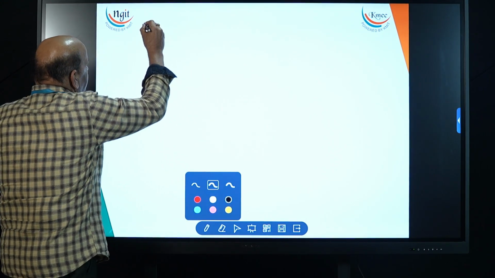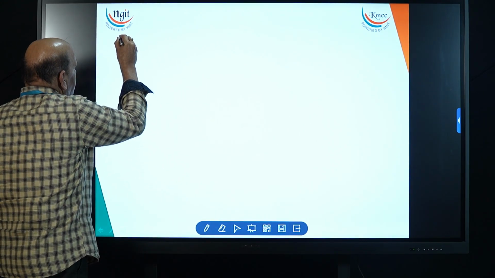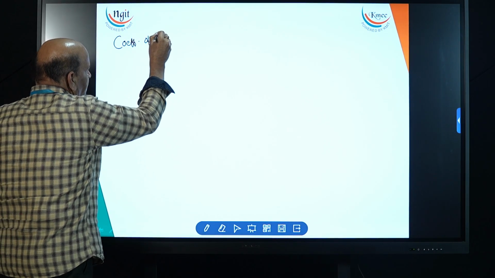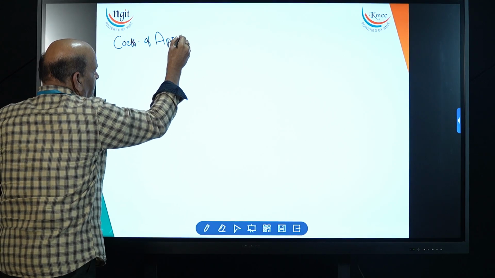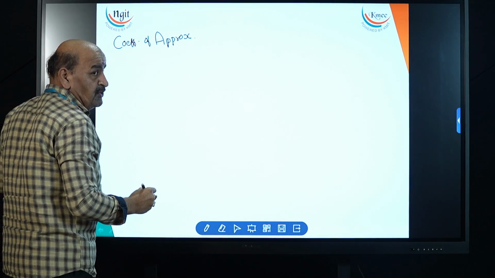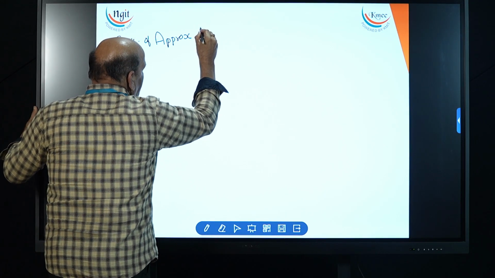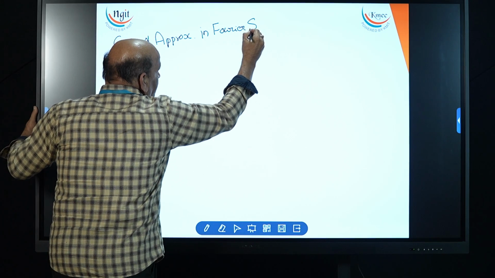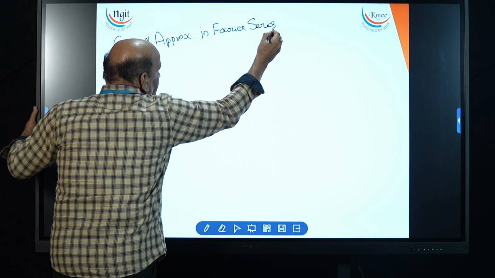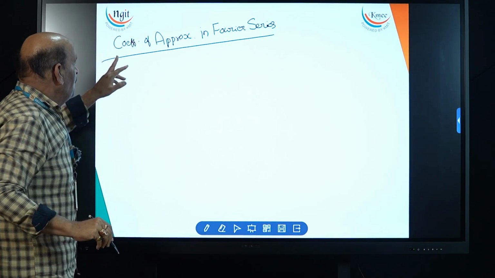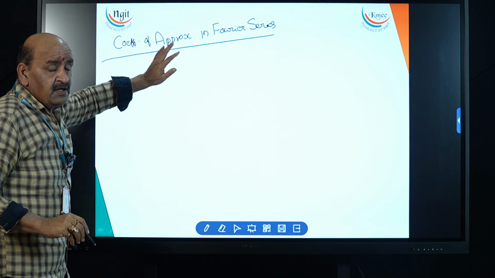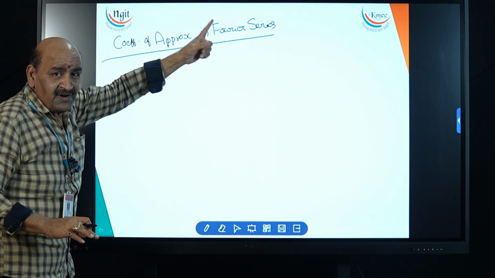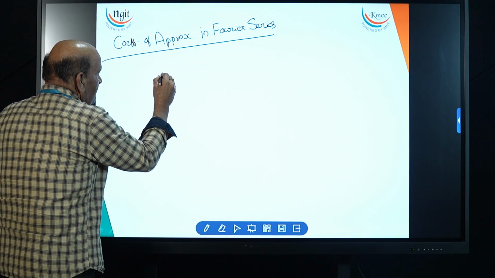Now, in this topic, we are going to start coefficient of approximation. Coefficient of approximation in Fourier series. This term is important. Now look at here. What is coefficient of approximation? Coefficient of approximation in Fourier series. Now let's just look at here.